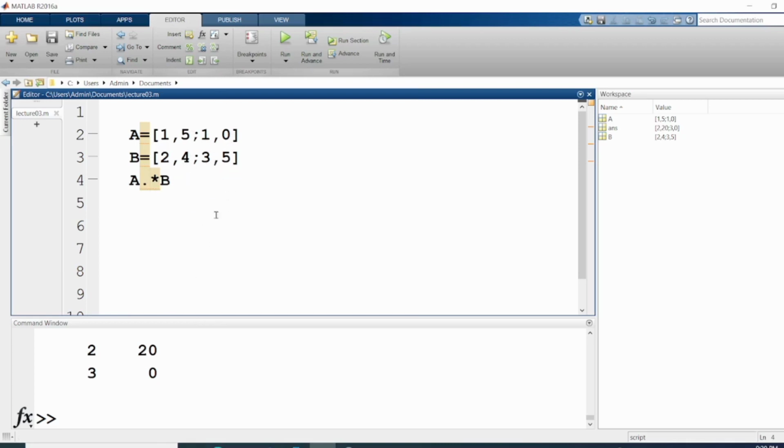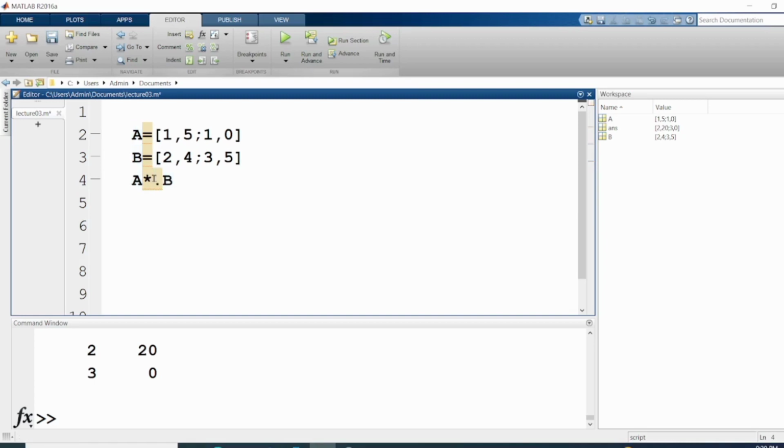Sometimes we need element by element multiplication and sometimes we need the general row by column multiplication. So remember the dot and then the asterisk symbol. These two are in order. If you reverse the order, asterisk symbol and then the dot, that will give you an error. That will not be the correct way.